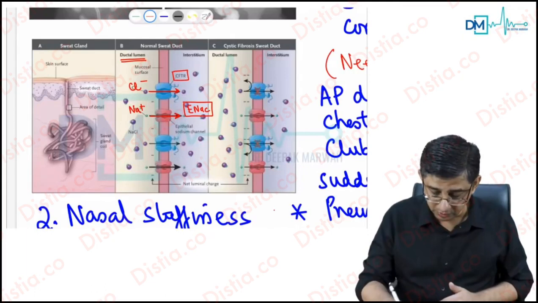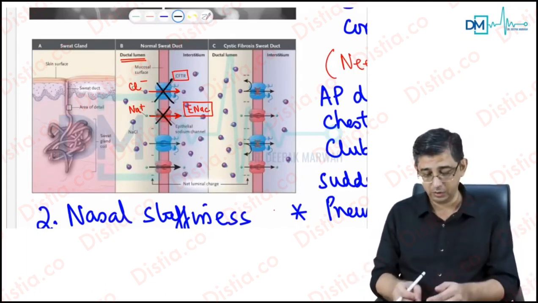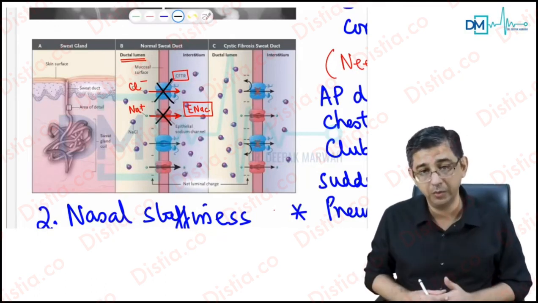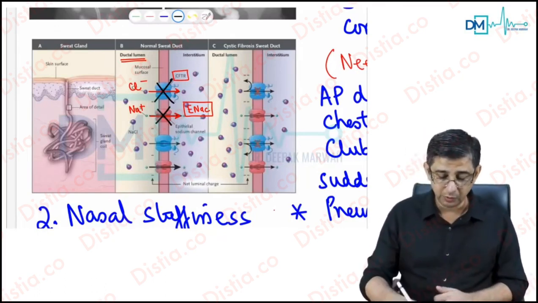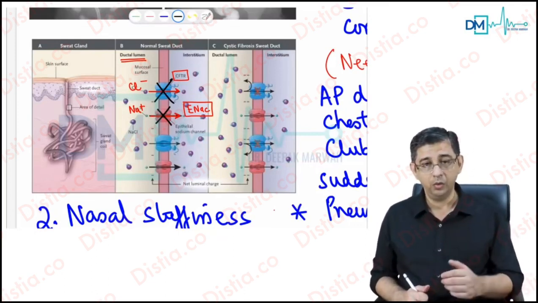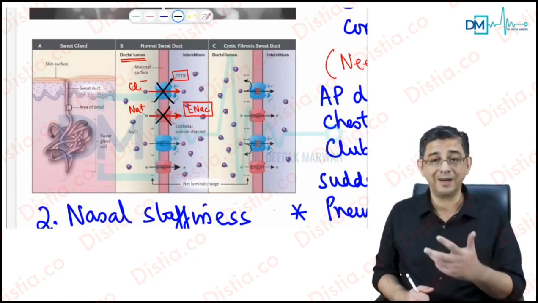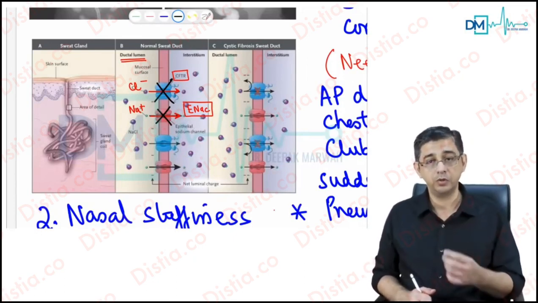Now if I just put a cross here, you can see the fact that both salt, that is sodium, and chloride, both are not going to be reabsorbed. So the sweat of these patients will have a higher concentration of both sodium and chloride. Now, when a mother kisses this child with cystic fibrosis, she might say there is a salty texture of the skin. So you would have read about salty baby syndrome.